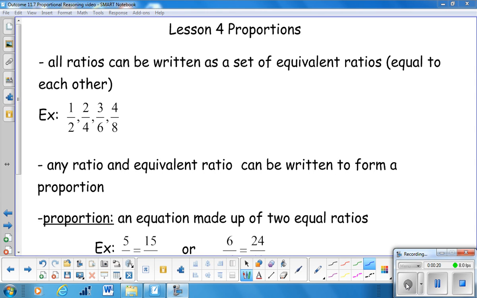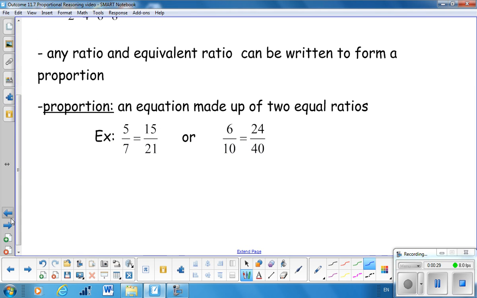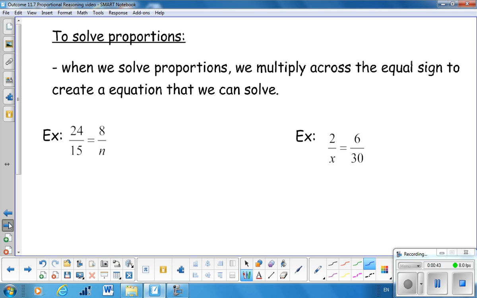Any ratio, an equivalent ratio, can be written to form a proportion. A proportion is just an equation made of two equal ratios. So for instance, 5/7 is equal to 15/21, or 6/10 is equal to 24/40. Both of those are proportions. When we solve proportions, we multiply across the equal sign to create an equation that we can solve.